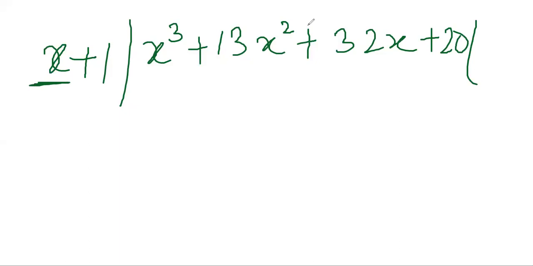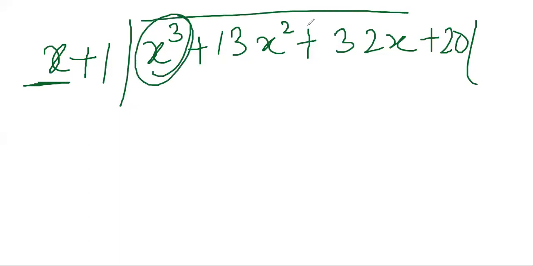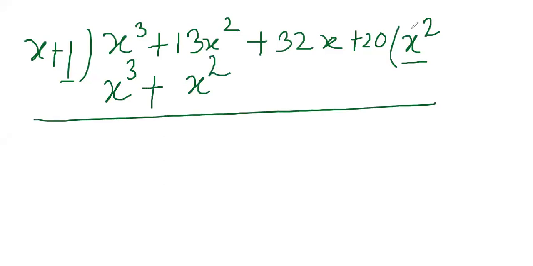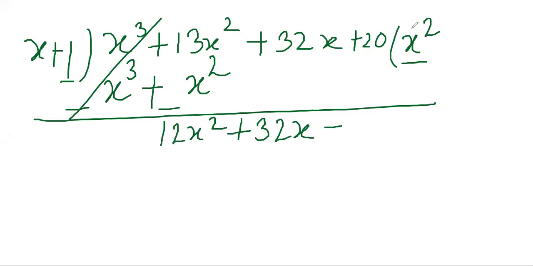Then this x, and you have to make it x cube. So you will multiply it by x square. Here you will write x square because x into x square is x cube. Then plus x square into 1, x square. We'll do it using long division. Then minus, it will be cancelled. What is left here? 12x square. Take down the other terms.